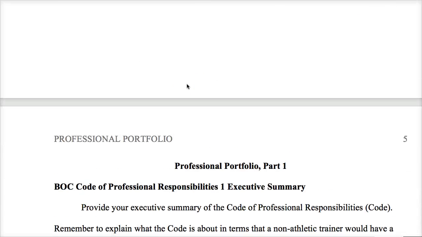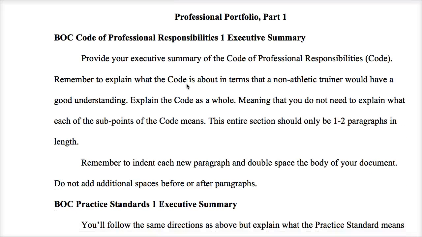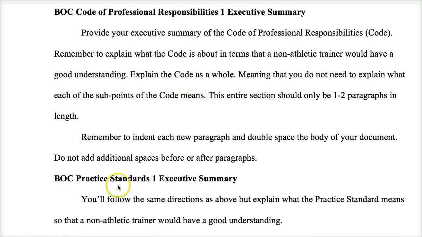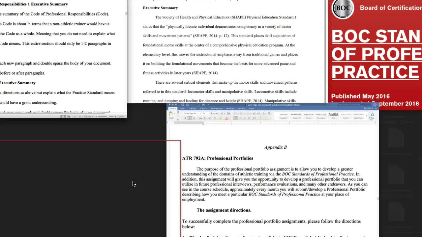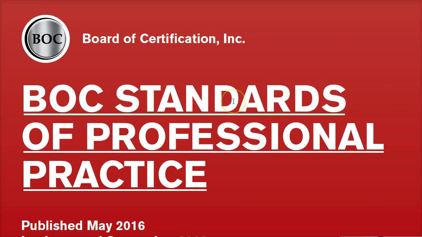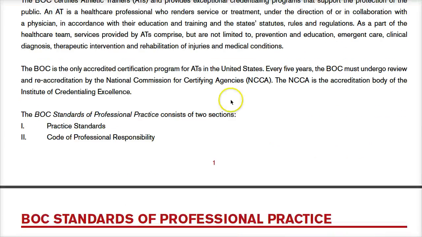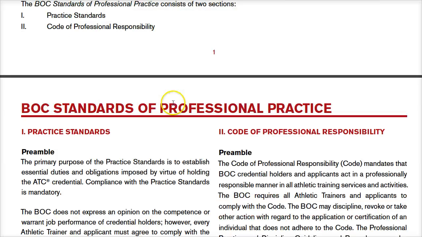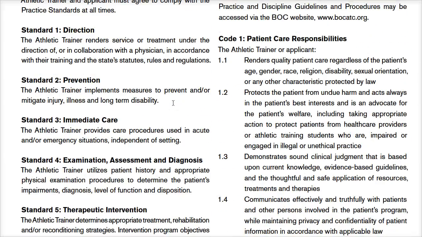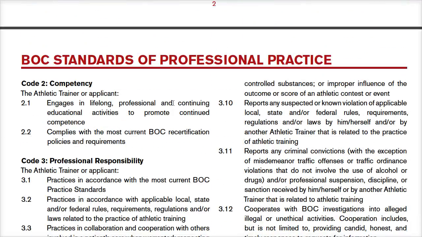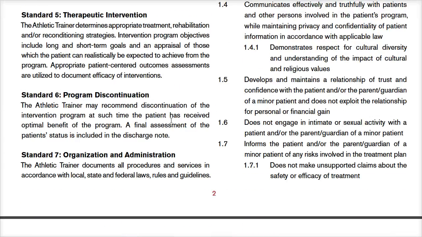Scroll down. You're going to write your executive summary for your first professional portfolio. We have the BOC Code of Professional Responsibilities, and we have our BOC Practice Standards. Let's go over to this document here. There are two standards. One is the BOC Standards of Professional Practice, and then there are the BOC Standards of Professional... Oh, sorry, I skipped something. Where did it go?